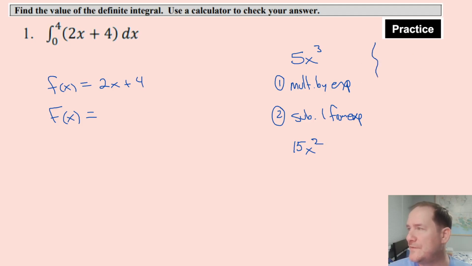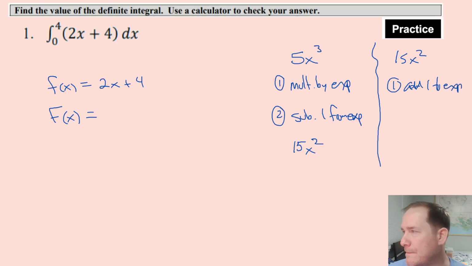So now imagine if we were going the other way. If you started with 15x squared, then the first thing you'd want to do is, well, we'll do the opposite of step 2 first, which would be add 1 to the exponent. So we're now looking at, well, this thing's quadratic. The antiderivative would have to be a cubic, because we know that when you differentiate, degree goes down. So when you anti-differentiate, the degree must go up.